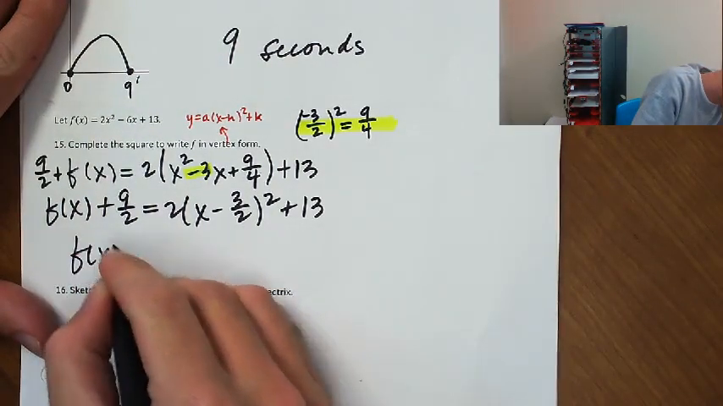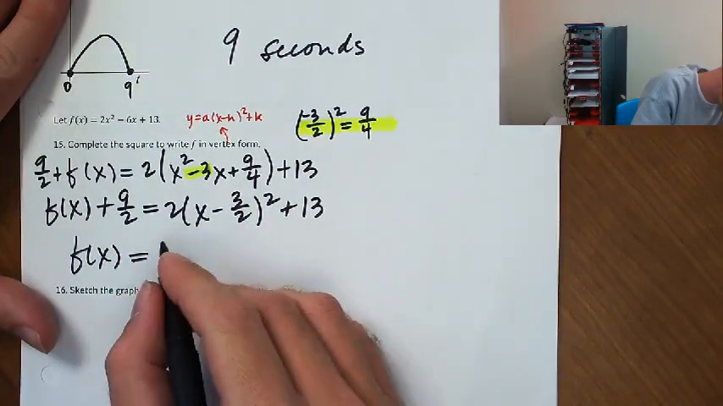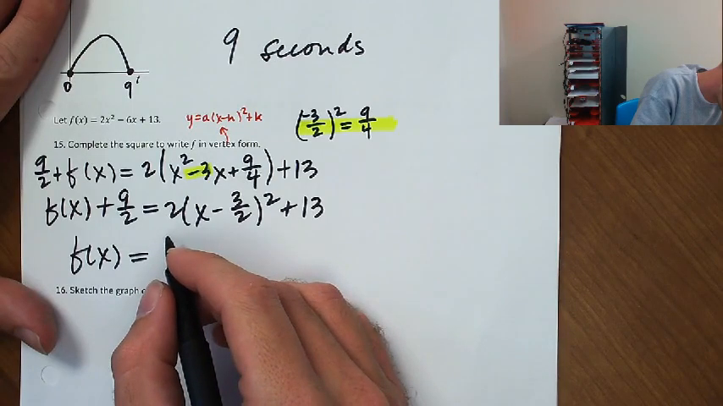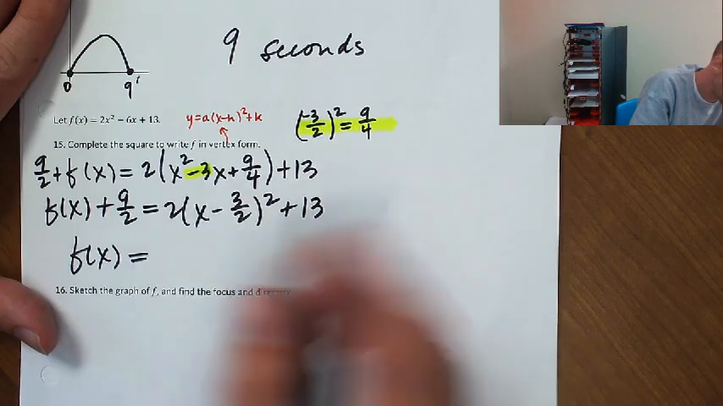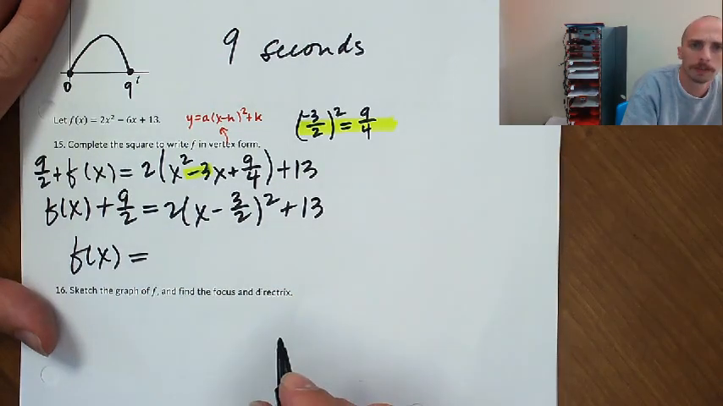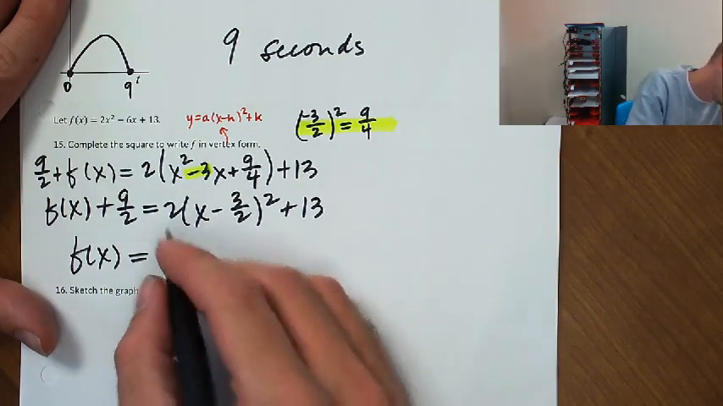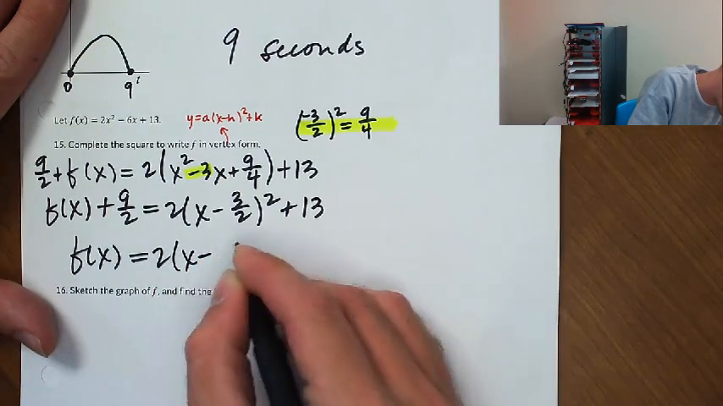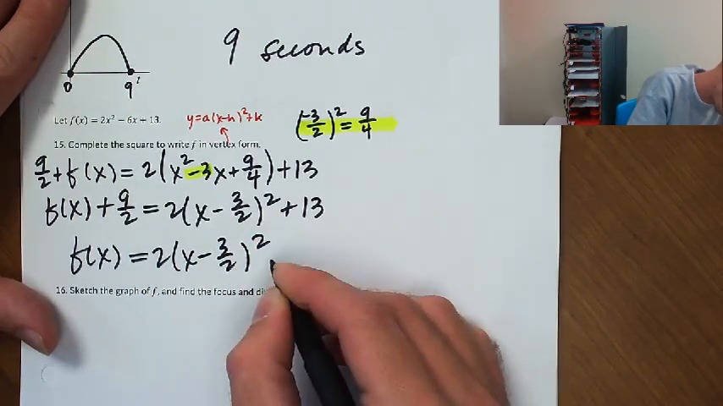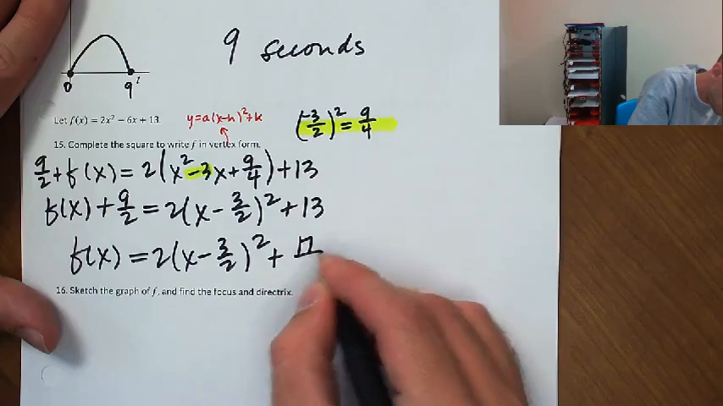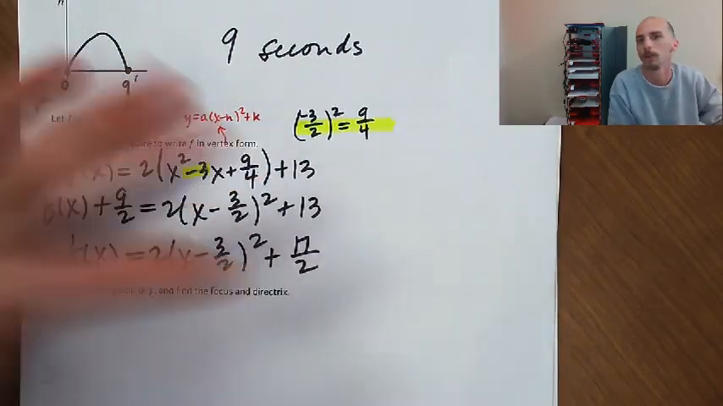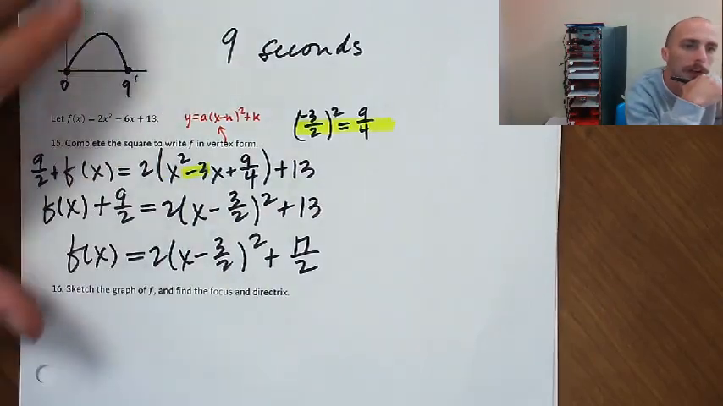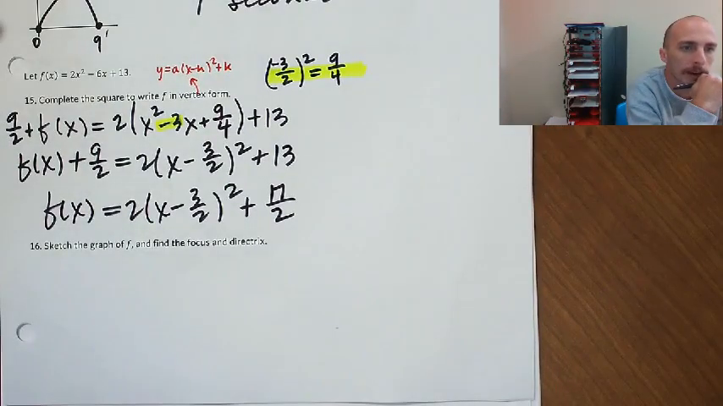So f of x equals 2 times x minus 3/2 squared plus 17/2, 8.5, whatever you want to call it. If I'm already doing fractions over here, I might as well stick with fractions over there to be consistent. All right, sketch the graph of f and find the focus and directrix. That's another thing we haven't done in a while.